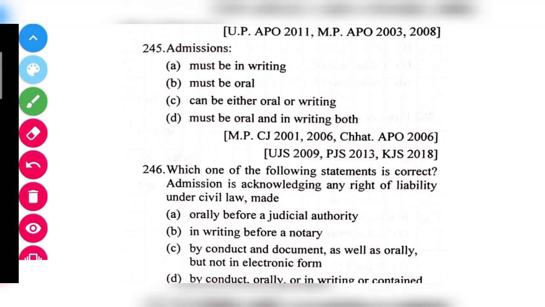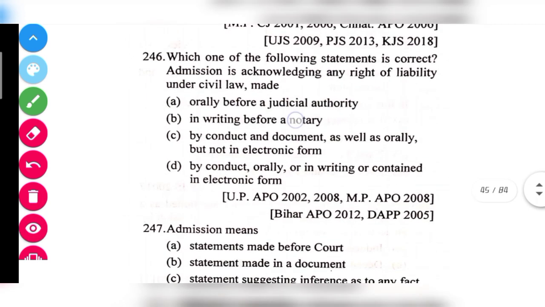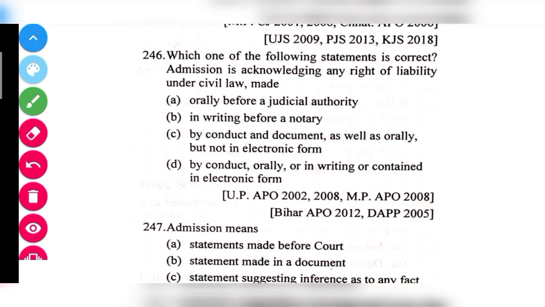245. Admissions. Answer is C. Can be either oral or written. 246. Which one of the following statement is correct? Admission is acknowledging any right of liability under civil law made. Answer is D.